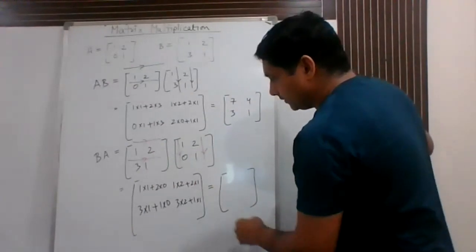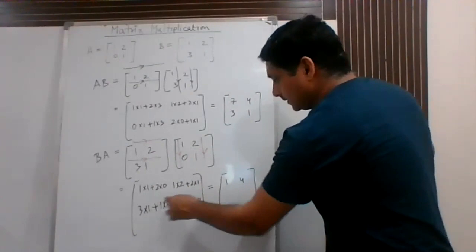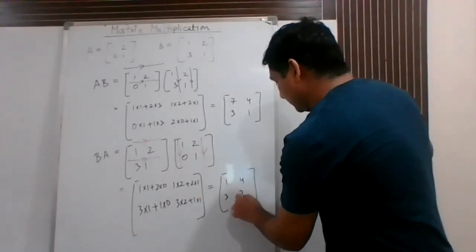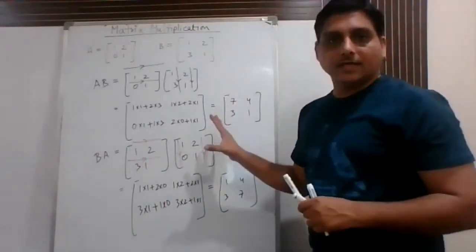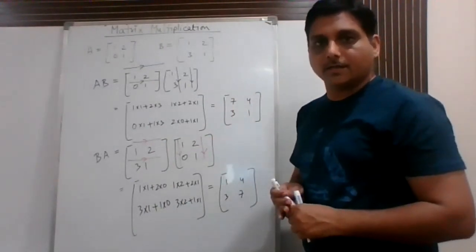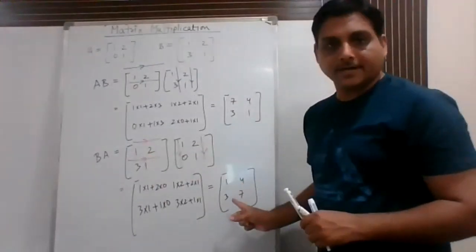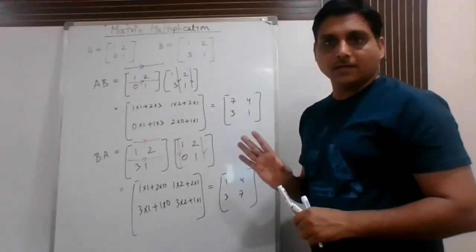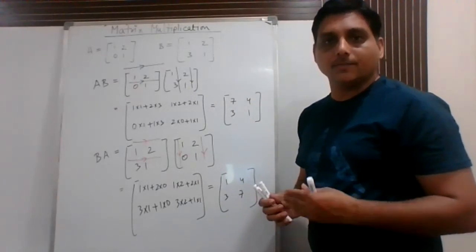When you do calculation, your answer will be 1, 4, 3, 7. Right? So this is how we can find out A into B and B into A. Now you can observe one important thing that AB is not same as BA, right? So AB is not same as BA. So here we can conclude one important property that matrix multiplication is not commutative.